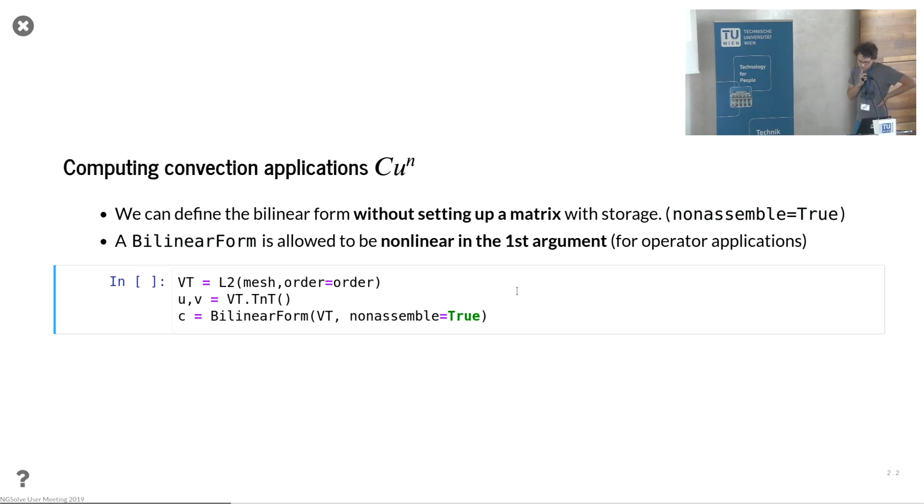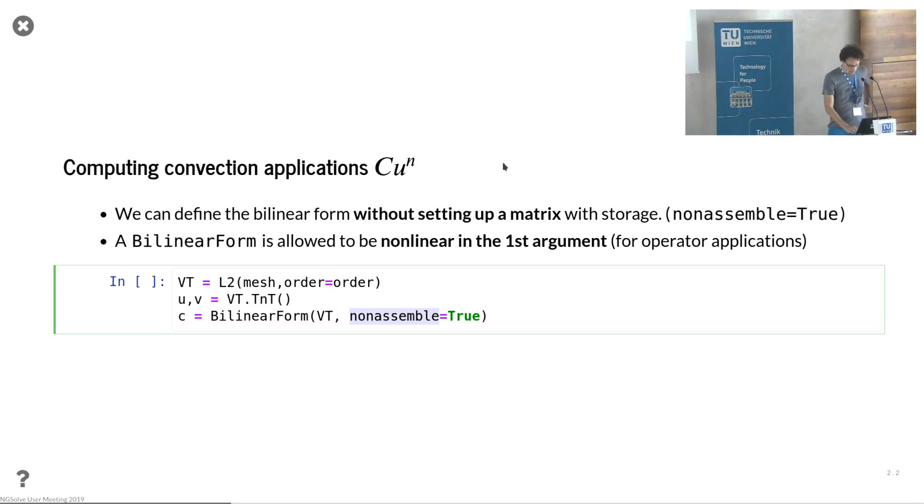Okay, so convection application. So that's the first new thing that we want to discuss. So we define the operator C related to the bilinear form, or trilinear form, that we saw for the Navier-Stokes example before. We define a corresponding bilinear form here, but we give the flag non-assemble equals true. And that means we don't want to assemble, we don't want to set up a sparse matrix for that operator, but we rather just want to implement the operator application with that bilinear form.